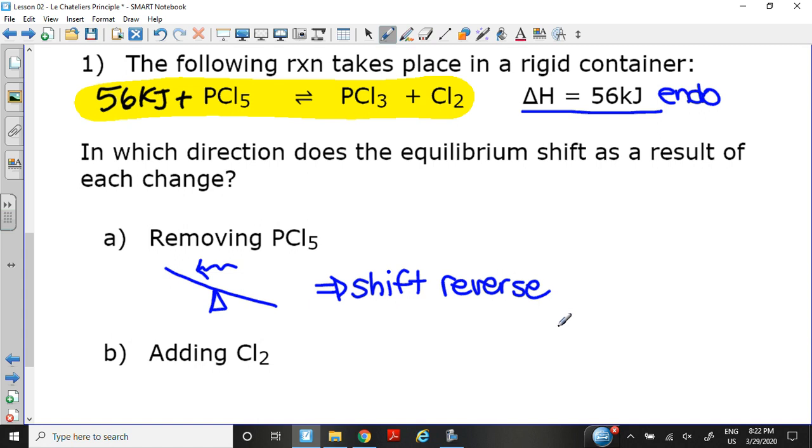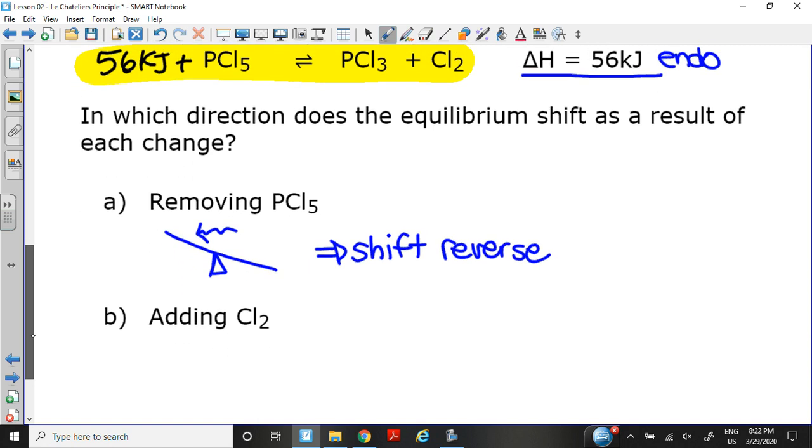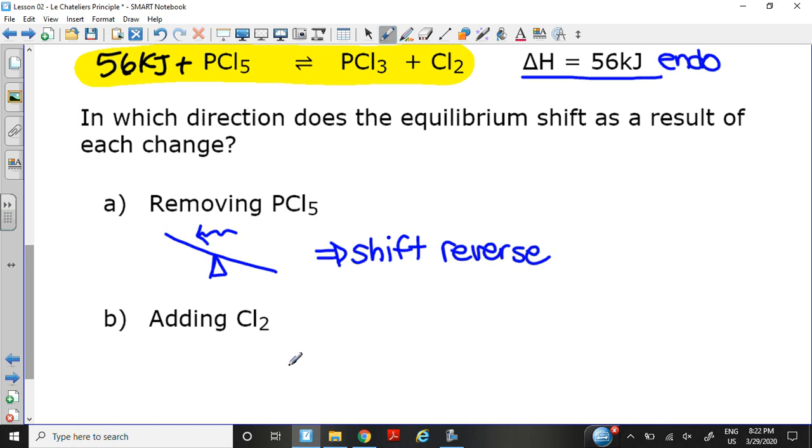Let's look at the next example. What happens when we add some chlorine? Chlorine over here is a product. So think about your seesaw. If we add more to the right-hand side, it's going to make it heavier. Looks similar to the previous one now that we've drawn out our seesaw, but it's a different reason. So what's going to happen? We have to redistribute some of that mass from the chlorine to the other side. And that equilibrium is going to shift to the left or shift reverse.